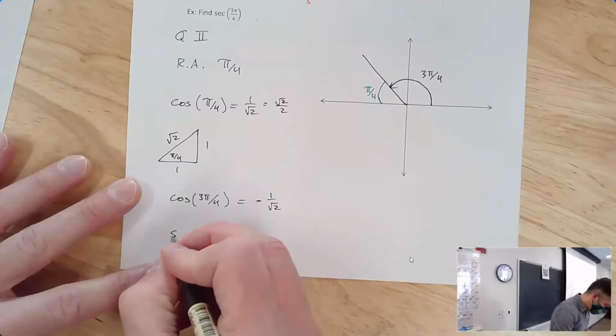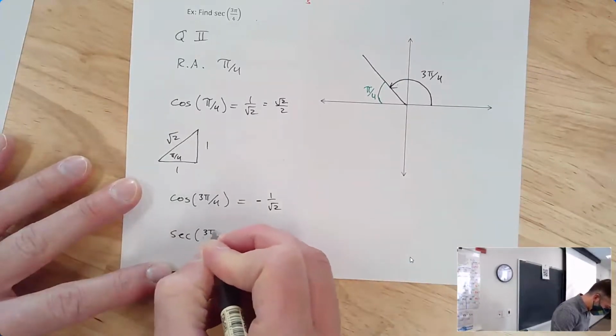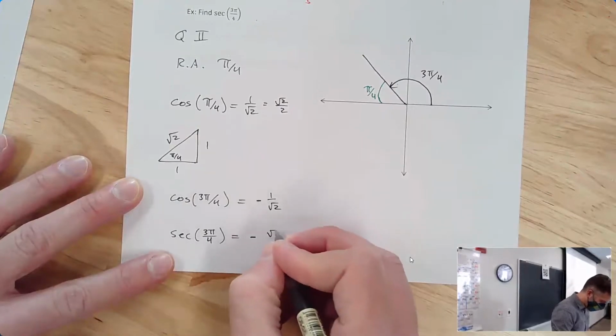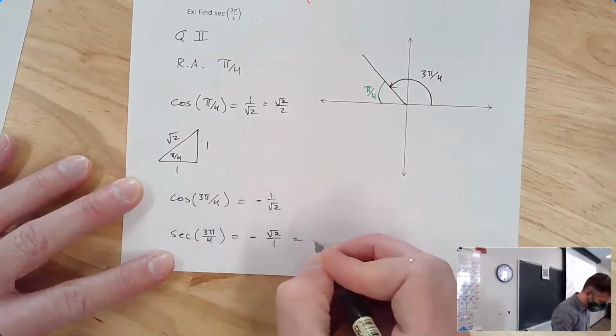All right, secant is the reciprocal of cosine. So secant of 3 pi over 4 is going to be negative root 2 over 1, which we should just write as negative root 2.